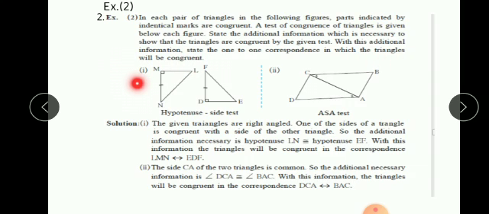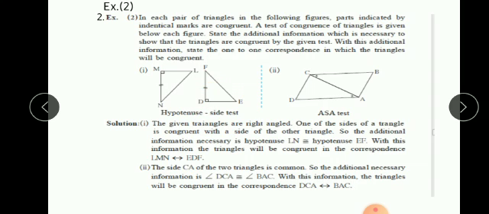So let us see the first part of this question. Here are two triangles LMN and EDF. Angle M is a right angle, angle D is a right angle, and when a right angle is given, the opposite side will be a hypotenuse. LN and EF are hypotenuses. That's why it is written hypotenuse side test. One side is given, MN is congruent to DF.